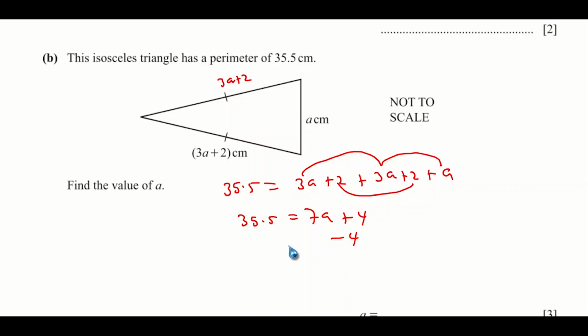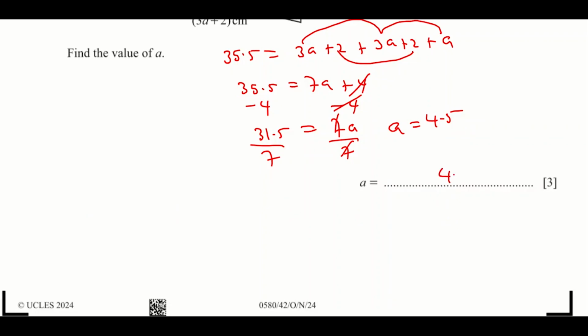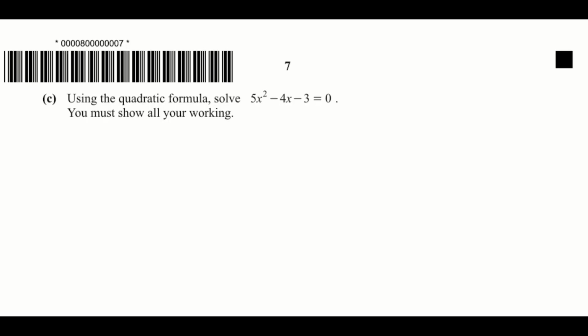Okay, so let's solve for A. Subtract 4 from both sides. So 35.5 minus 4 would be 31.5. Then it's equal to 7A. Then divide both sides by 7. So the value of A should be equal to 4.5. So A is equal to 4.5. Let's go to the next question. That will be part C.